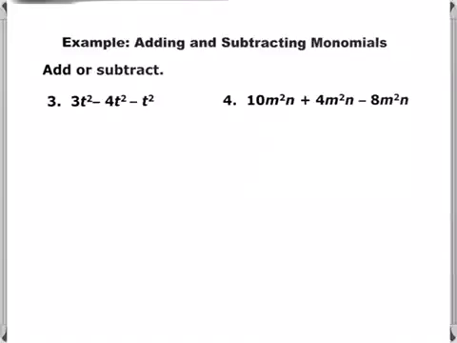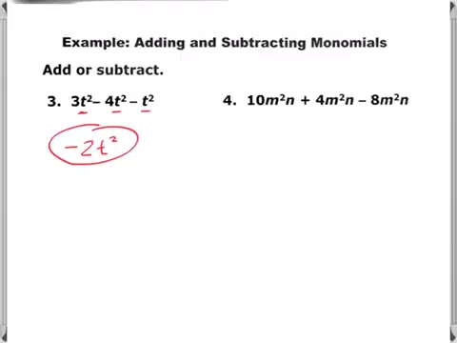Here we're doing the same thing, we just have more terms. So we go through and we look. We have 3t squared minus 4t squared minus t squared. They're all t squared, so they're all like terms, and we just want to add or subtract the coefficients. So 3 minus 4 is negative 1, minus 1 is negative 2, so we've got negative 2t squared as our monomial.